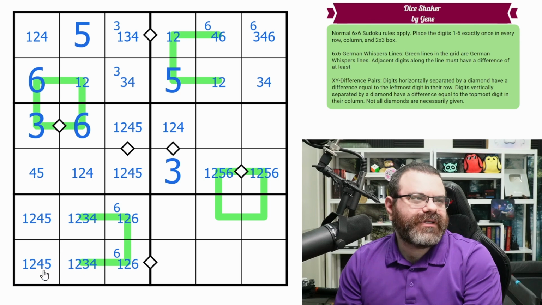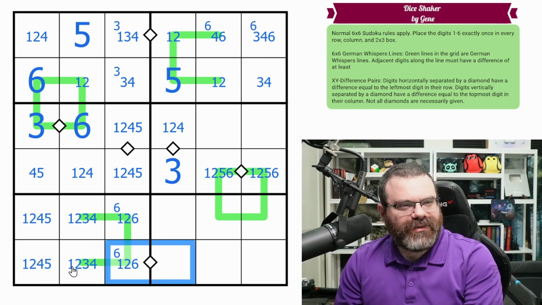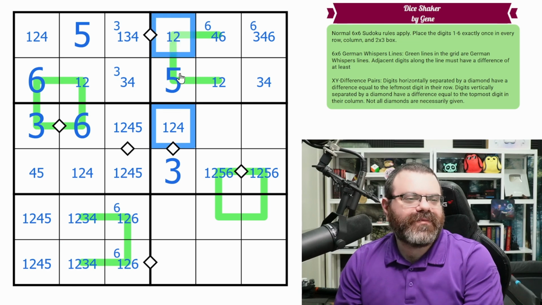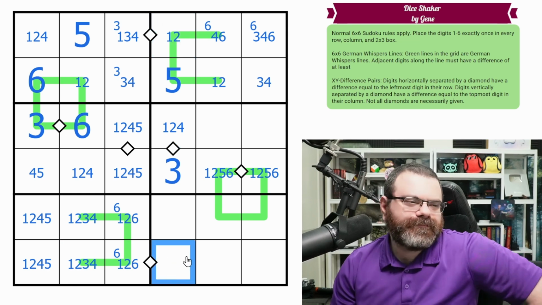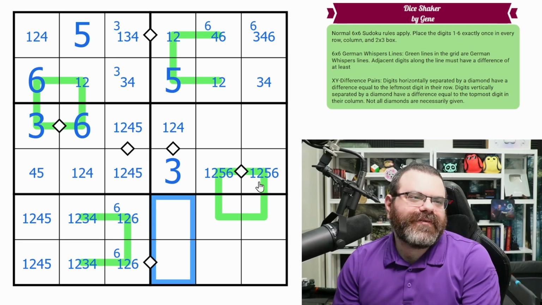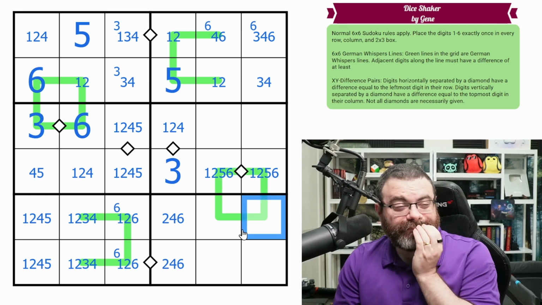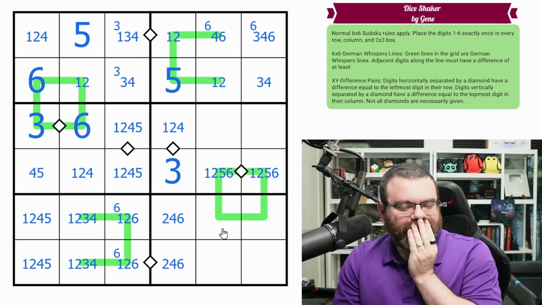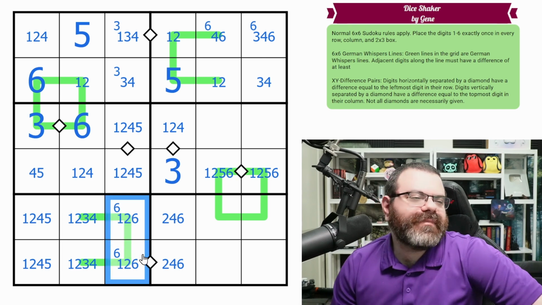So, what do we know? Okay, remember that 1 is in one of these two, so this can't actually be a 1. So let's fill this out. They're not 1, 3, 5, so they're 2, 4, 6. Is it this? I don't see why. What am I missing here?